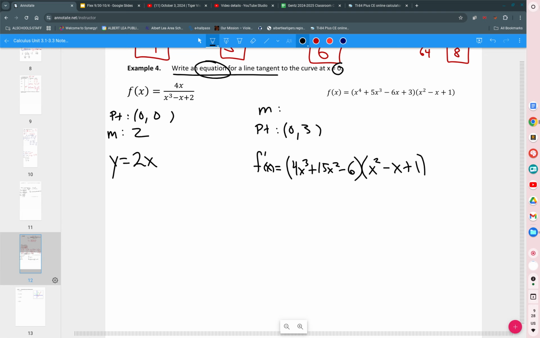Are we done? No. Then you got plus. Now we got the derivative of x squared minus x plus 1, which is 2x minus 1, times x to the fourth.